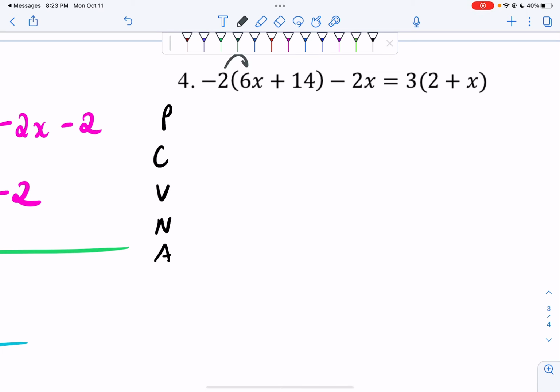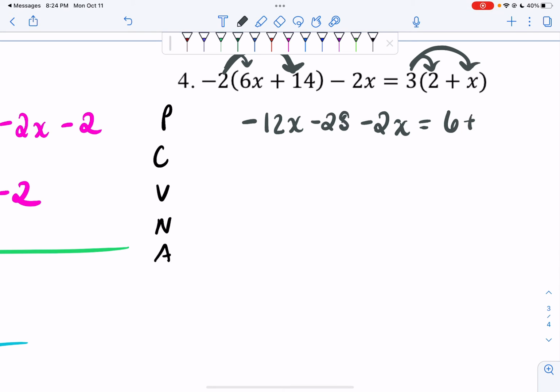I distribute to each term. So negative 2 times 6x is negative 12x. One sec, my Apple Pencil's acting up. Negative 2 times 14 is a minus 28. I then have my minus 2x, and that's equal to, distribute your 3. 3 times 2 is 6. 3 times x is 3x. Now my parentheses are gone.